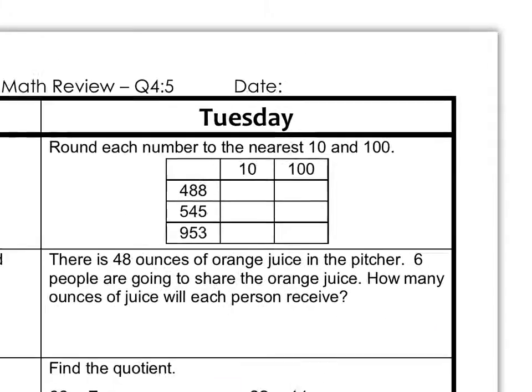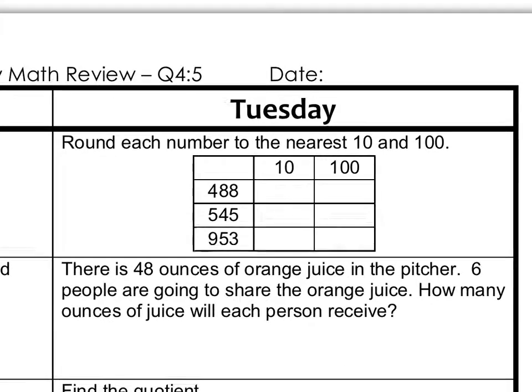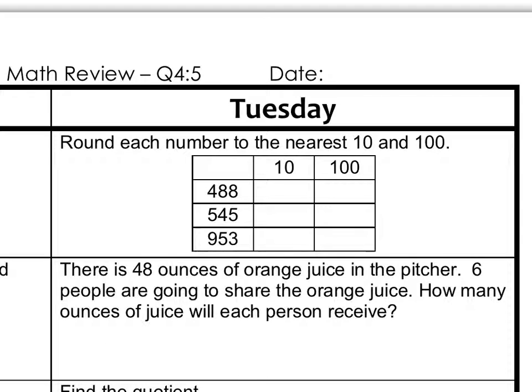Okay, this is the Tuesday homework check for level 3, quarter 4, week 5. And here we are starting with rounding to the nearest 10 first. You can see this 4 will stay the same. The 8 in the tens place is going to round up to a 9, and this 0 means we change this to a 0, or the circle means we change it to a 0.